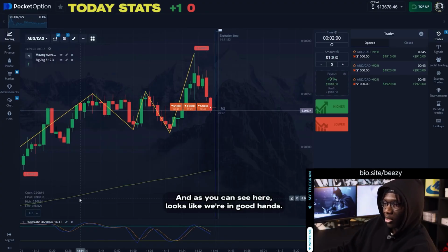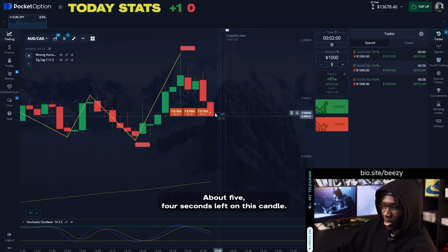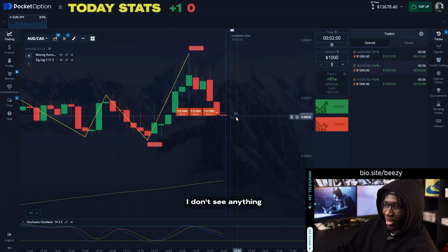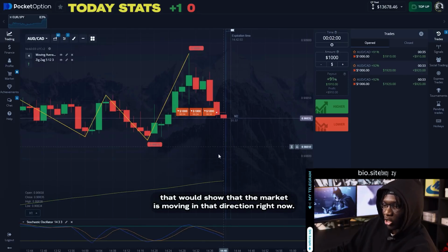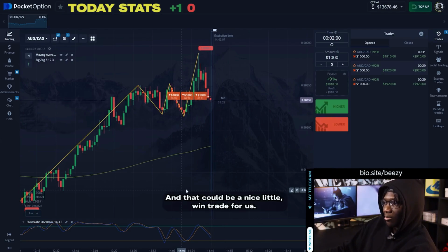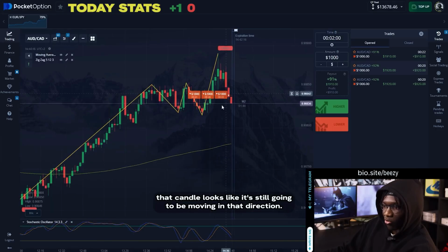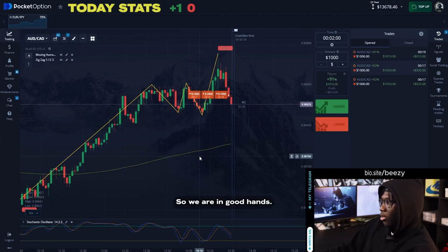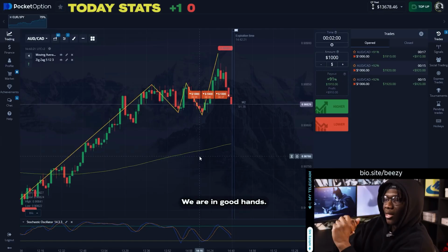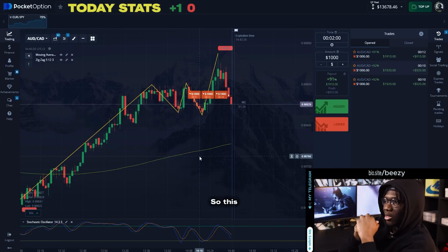And as you can see here, looks like we're in good hands. We have 4 seconds left on this candle. I don't see anything that will show that the market will move in the other direction right now. So I think we're just going to follow this trend all the way down, and that could be a nice little win trade for us with 24 seconds left. That candle looks like it's still going to be moving in that direction. So we are in good hands. So it looks like we're going to take a nice profit off of this.